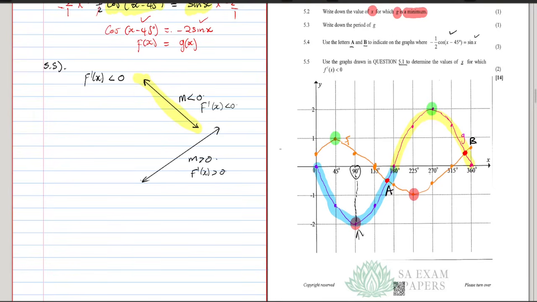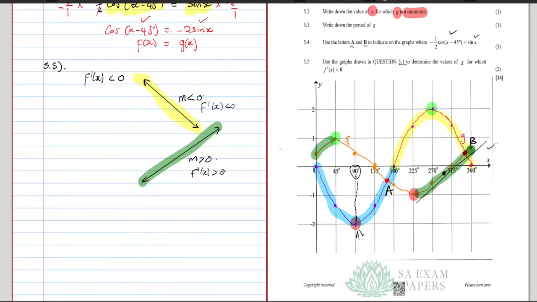So if I draw a tangent, say maybe here, I'm going to have a line that is slanted like this, right? So this is a positive gradient. So along this green part of the graph, whatever tangent I try to sketch, it's going to have a positive gradient, a line that looks like this.